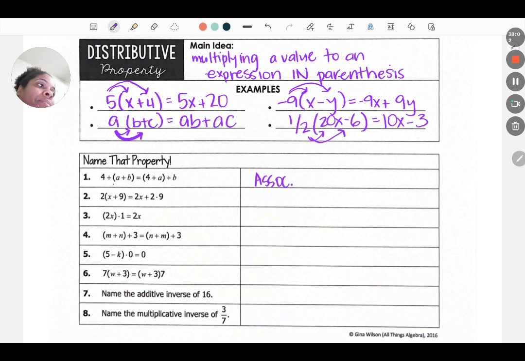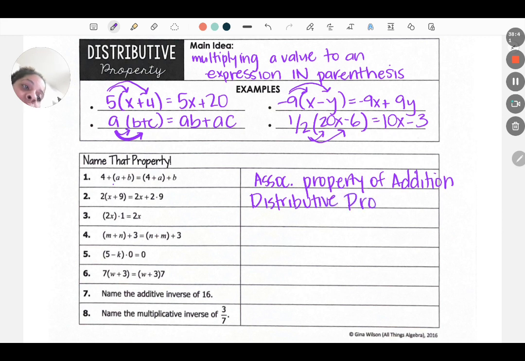I'm going to do that. Associative property of addition. Okay? Because you're grouping numbers together or grouping things together with adding so that they turn out the same way. All right. I see one side, it's 2 parentheses x plus 9 is 2x plus 2 times 9. Ooh, we just did that one. That one's the distributive property. I'm just going to put prop.